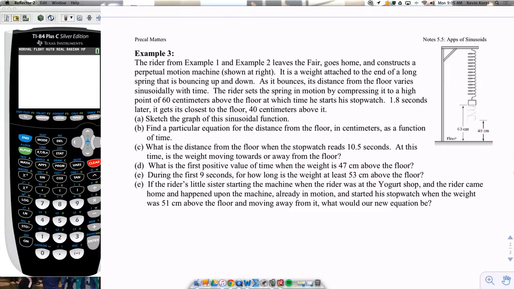I'm going to leave it like this. The writer from example 1 and example 2. Remember that guy? Yeah, that guy who loved that Ferris wheel. He leaves the fair. Okay, the fair's over. He goes home, and what does he do? What a nerd. He constructs a perpetual motion machine shown at the right.